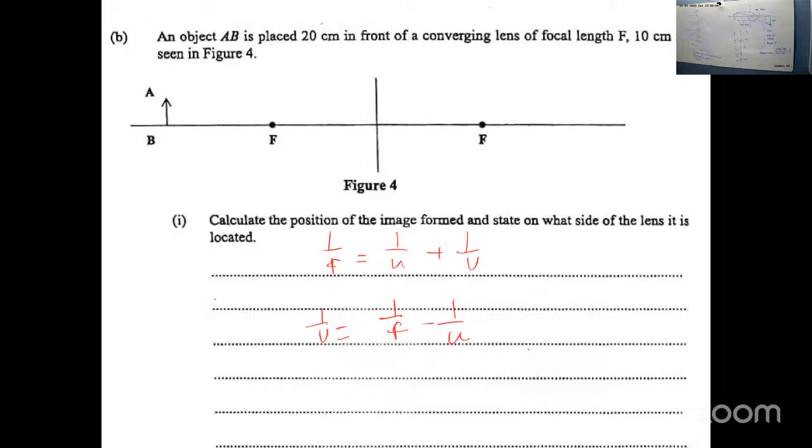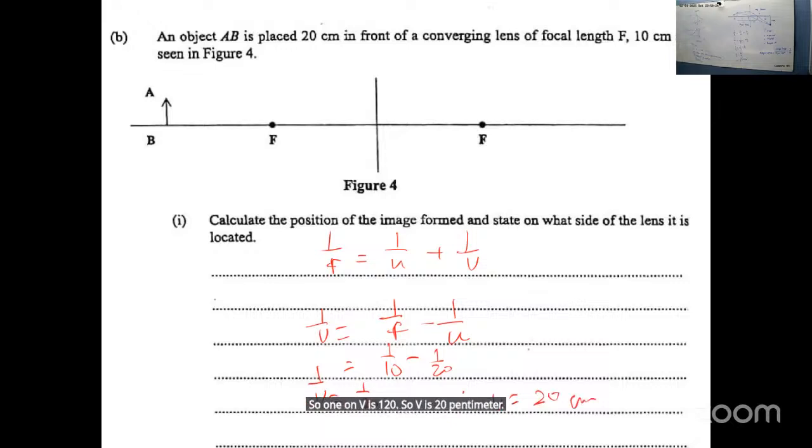Right, what did you all get for V? I have 1 on 10 minus 1 on 20. What did you all get? 1 on V is 1 on 20. So V is 20 centimeters.